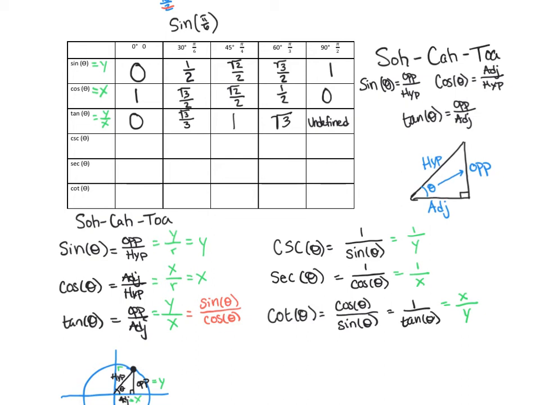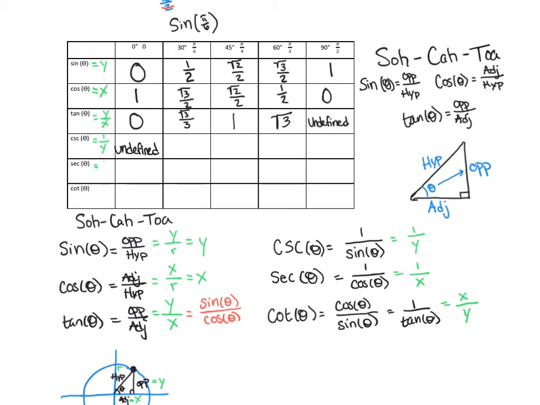So let's try at 0 degrees, or 0 radians. So we're finding cosecant of 0 degrees or 0 radians. Remember, that's 1 over our y value. So in this case, 1 over our y value, oh, that's 1 over 0. That's not good. Okay, so that's going to be undefined. Okay, done.